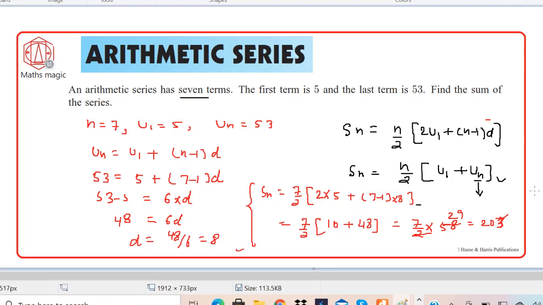You can use whatever suits you better, and I'll suggest you go with the easier one. But if you are stuck in any situation, you can use the first formula also. But if you have everything given, you better prefer the second formula. Okay, hope it's clear now.